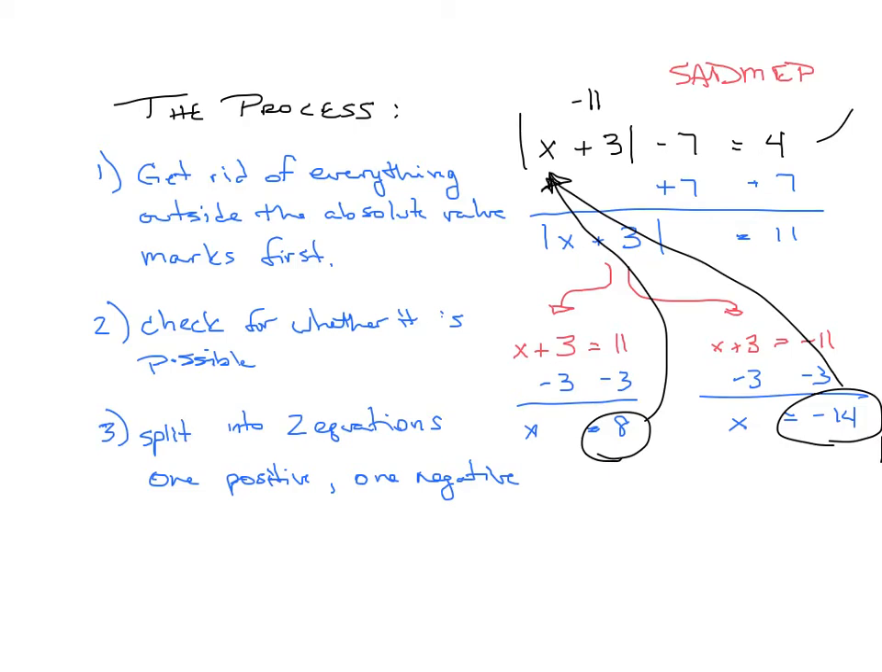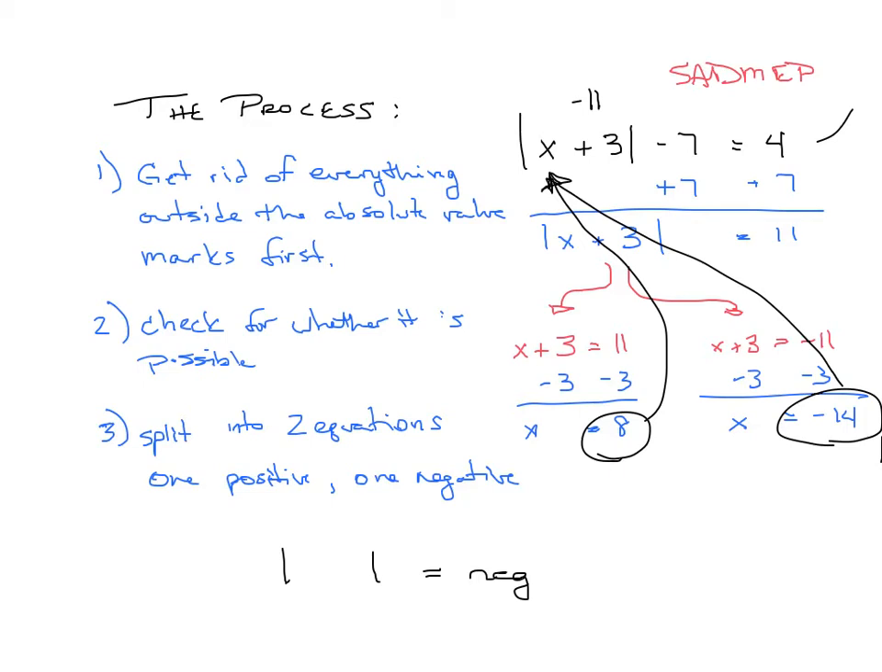So those are the steps. The only thing that you have to watch out for is if you have an absolute value of something equal to a negative number, right? At that point, you would have no solution.